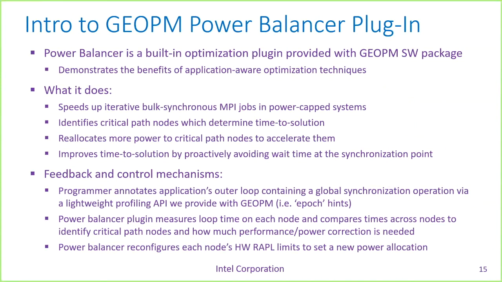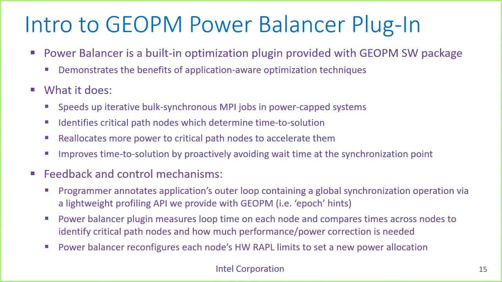So here's what it does. This is meant for iterative bulk synchronous MPI jobs and meant to be used in power cap scenarios where the system power is constrained like we expect it to be in exascale systems. And what this power balancer plugin does is identify if there are any nodes that become a critical path in the application and limit the time to solution of the application.